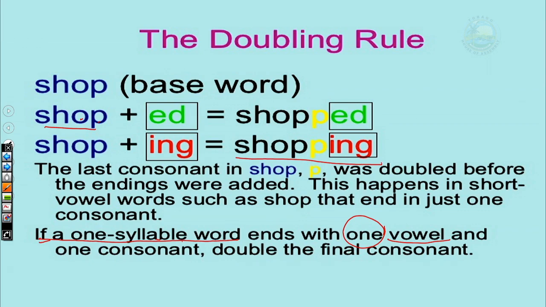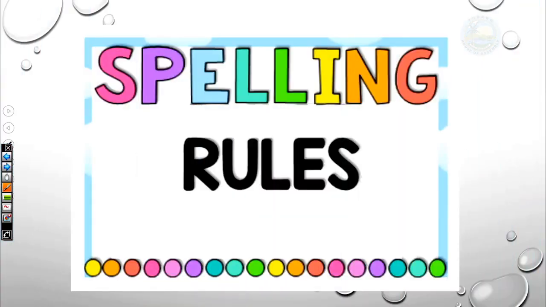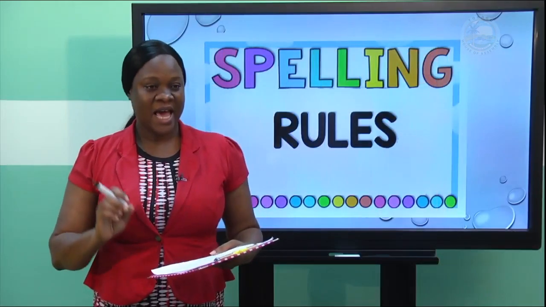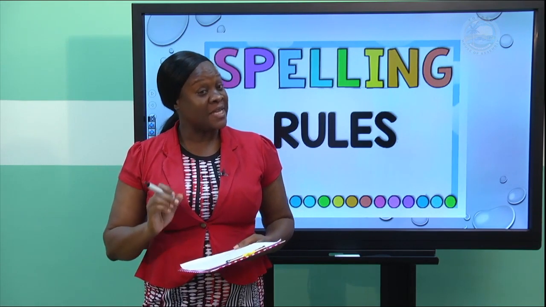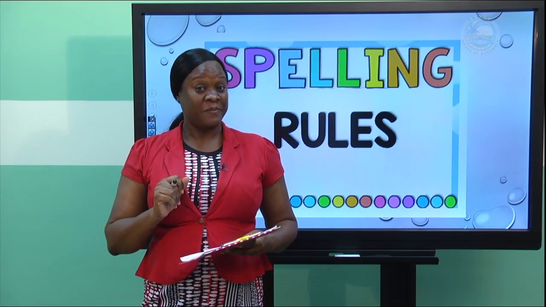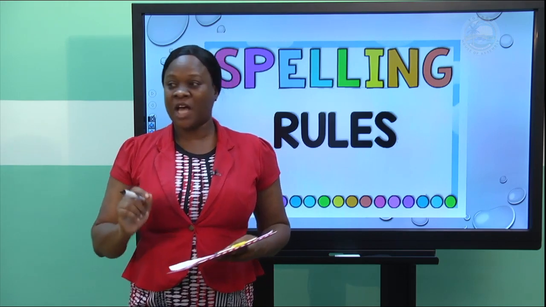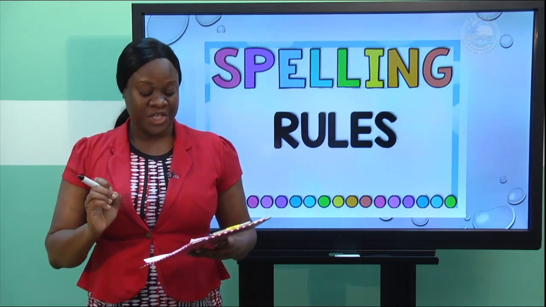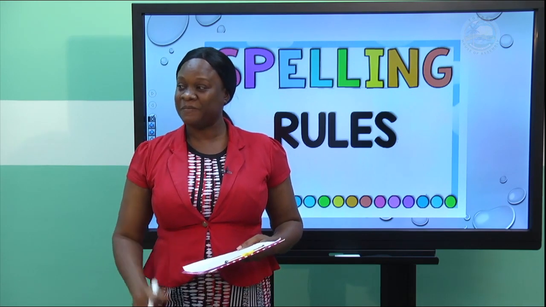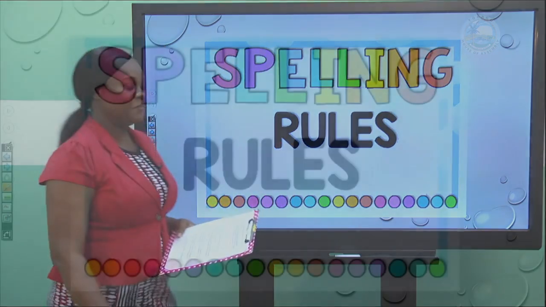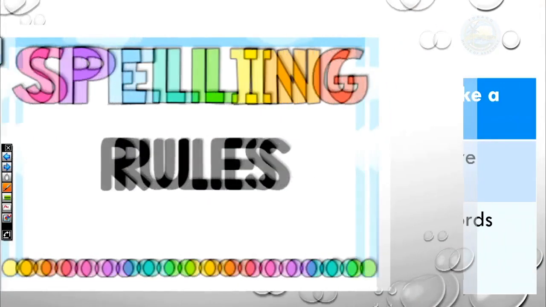Let us move on. Listen to the clue and tell me the rule. And I want you to listen carefully. Soft C and soft G tend to confuse. Do you know when they are used? Listen again. Soft C and soft G tend to confuse. Do you know when they are used? Let's see.